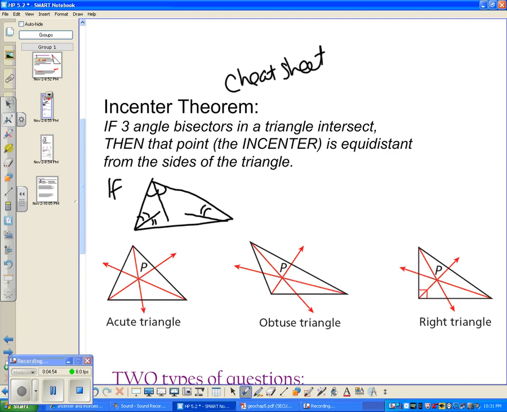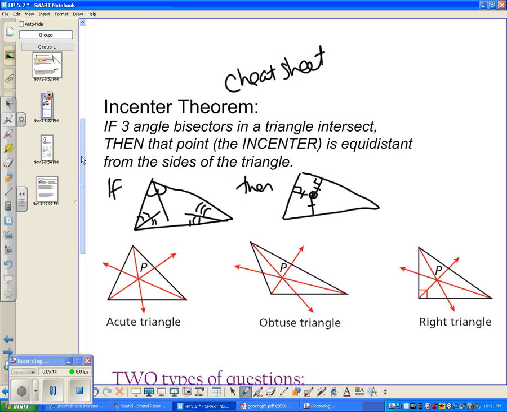And so that shows me that they're angle bisectors. Then that incenter is going to be equal distance. So that's why I'm going to put my tick marks to all three sides of the triangle. That's how I would draw it on my cheat sheet because I'm a visual person.